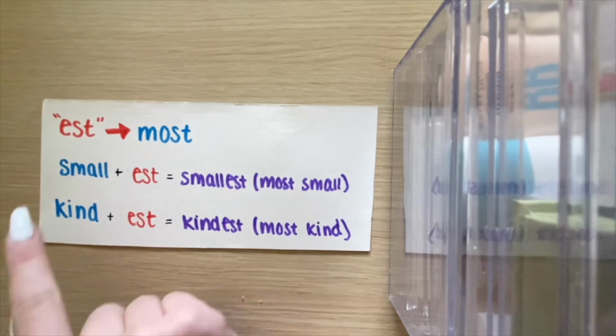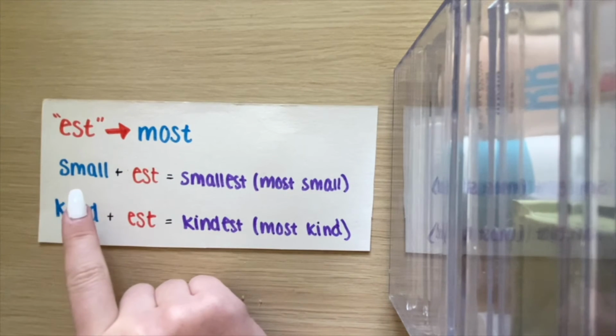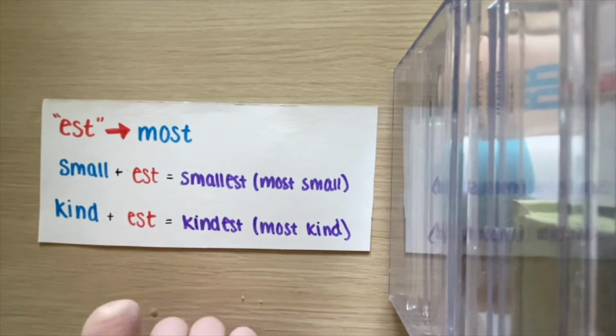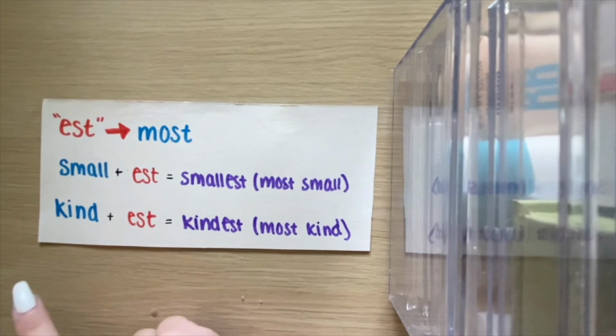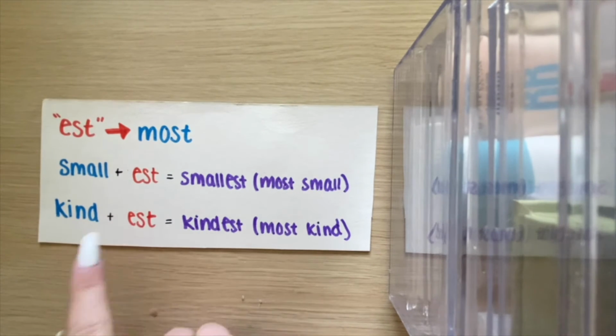Our next suffix is est, which means most. For example, if we had the word small and added the suffix est to it, we would have the word smallest, which means it's the most small out of everything. Another example would be kind. If we had the word kind and added est to it, we would have the word kindest, which means that we are the most kind out of everyone.